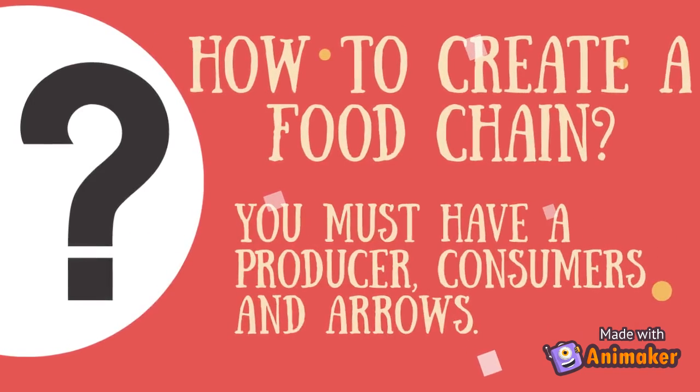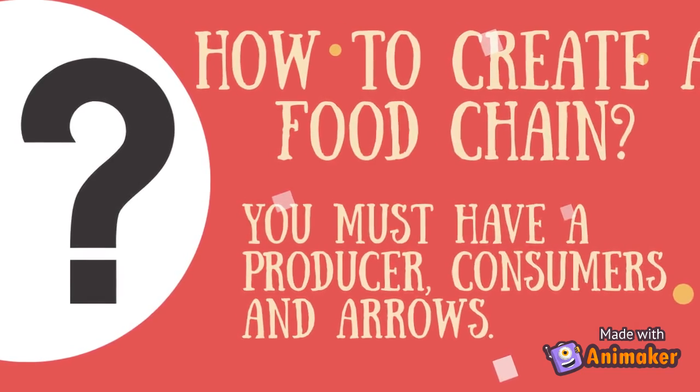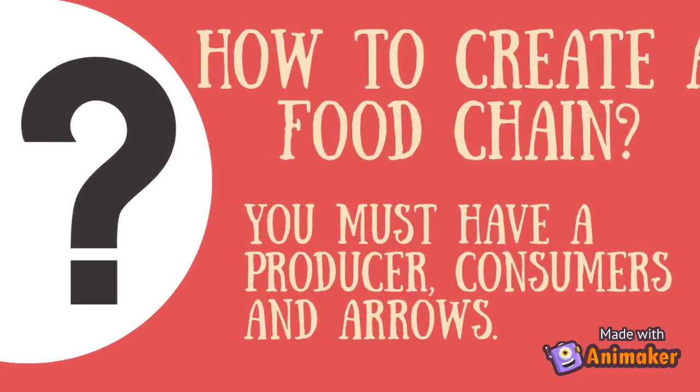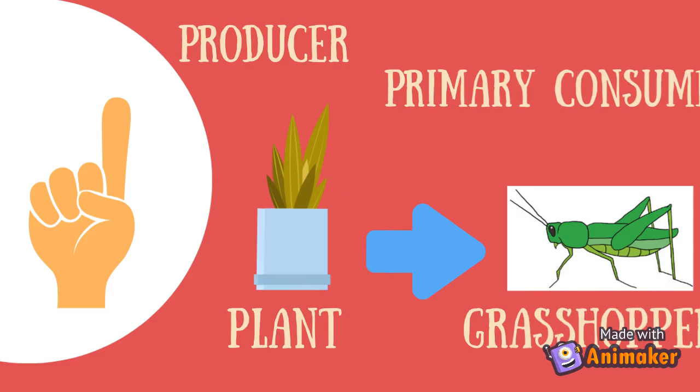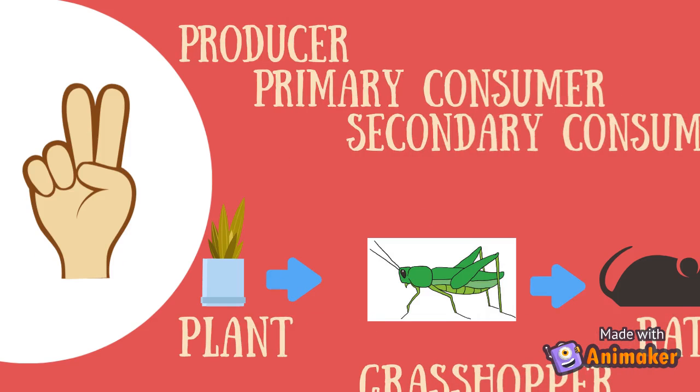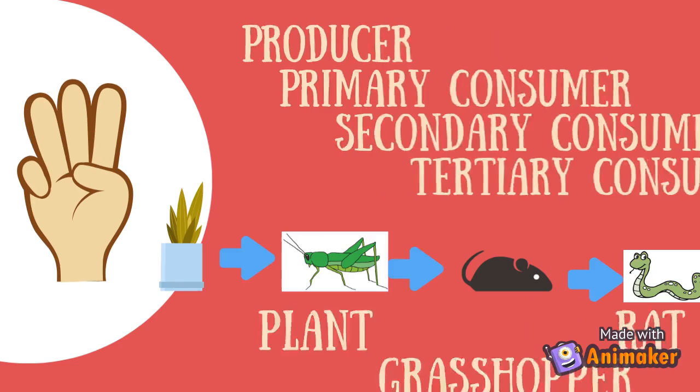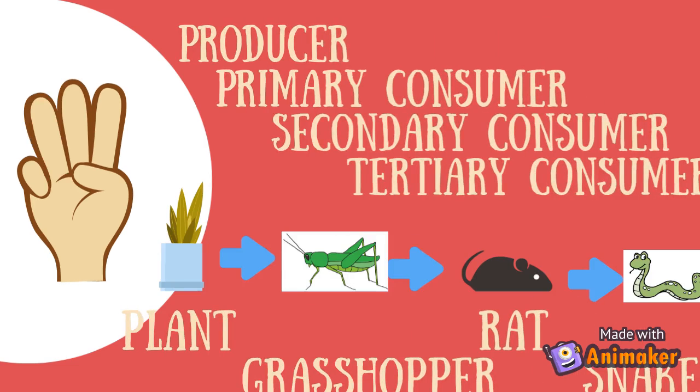How is a food chain created? The food chain consists of the producer and consumers and arrows to show the energy transfer. So, if we have a plant and it is eaten by a grasshopper, an arrow would point from the plant to the grasshopper. If the grasshopper is then eaten by a rat, an arrow would point from the grasshopper to the rat. The rat is then eaten by a snake. An arrow would point from the rat to the snake.